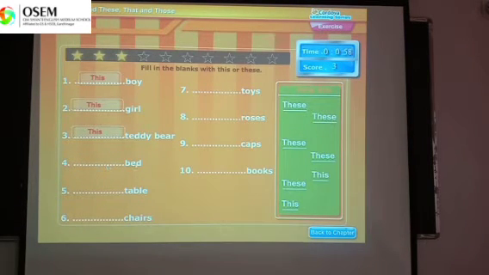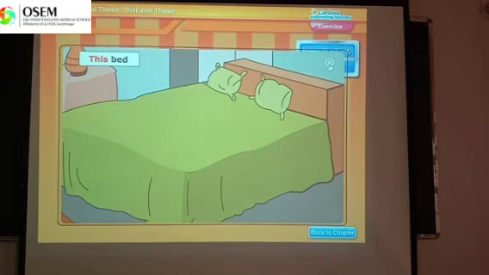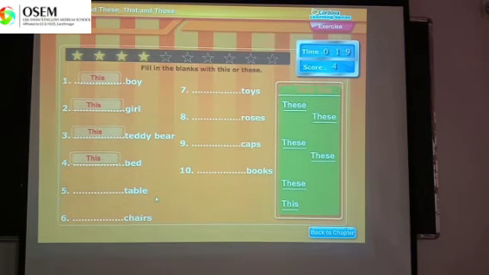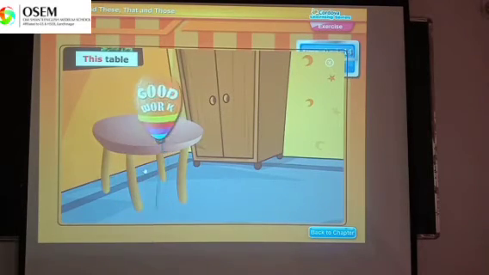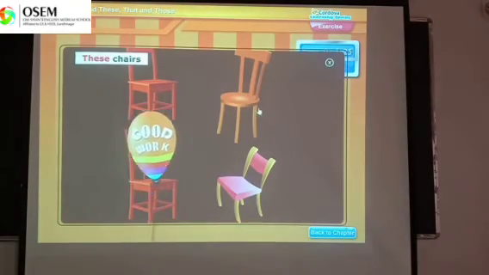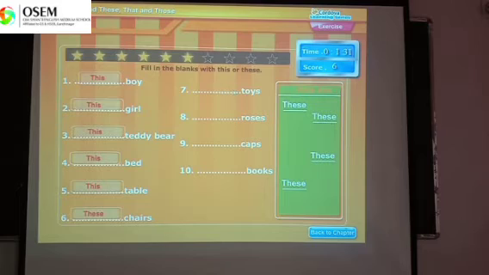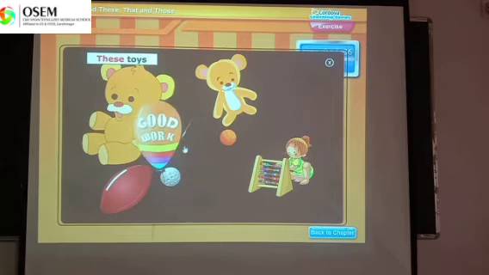Fourth, dash bag. This bag. This is a bag. Fifth, dash table. So this table. This is a table. Sixth, dash chairs. So these chairs. These are chairs. Seventh, dash toys. These toys. These are toys.